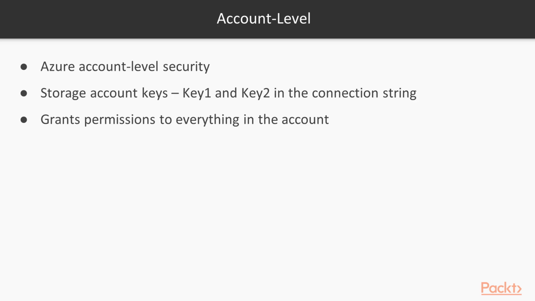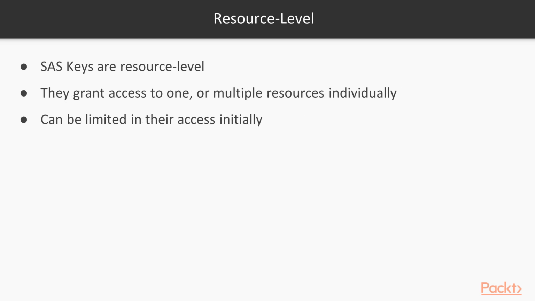The account level keys are the keys that are made available to you globally for the Azure Storage account that you create. Azure provides you with two keys that you can use, and we have already seen how we can use these keys in the connection strings while connecting to the service. The account level keys grant permission to everything that is created or stored inside that account, including containers, files, tables, or queues. Less permissive types of keys include the resource level SAS keys.